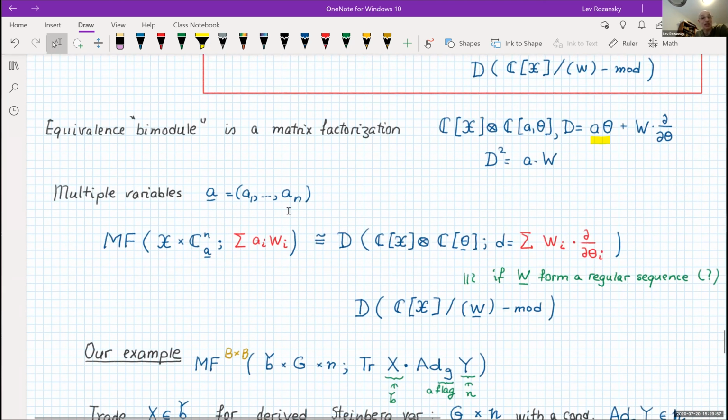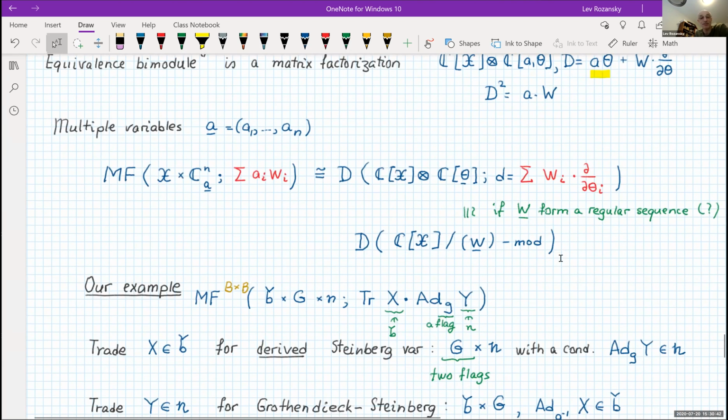In the multiple variables case, if you have many A's, then you can multiply each A by its own W. And on the right hand, you have a more complicated differential. Now there is no guarantee that you can remove thetas and just take a quotient, perhaps only when the W's form a regular sequence. So generally, a linear superpotential on the matrix factorization side will become, by Koszul duality, a true DG scheme with an important differential. So it will be derived, sort of derived algebraic geometry, as you might have expected.